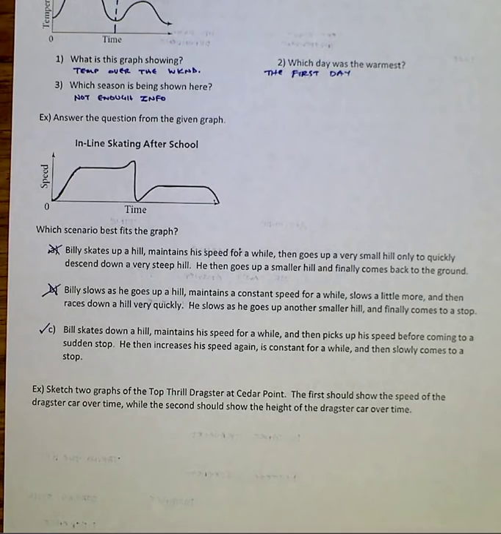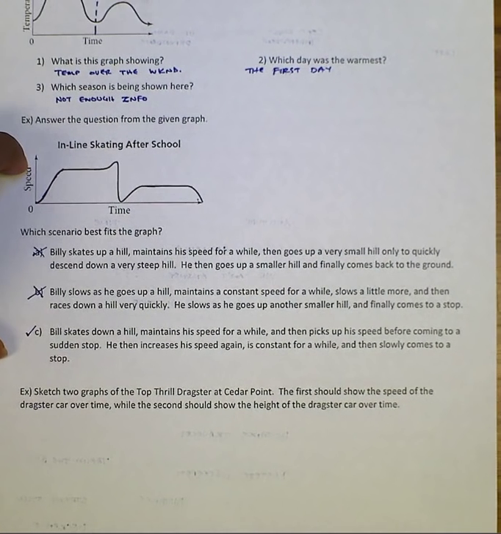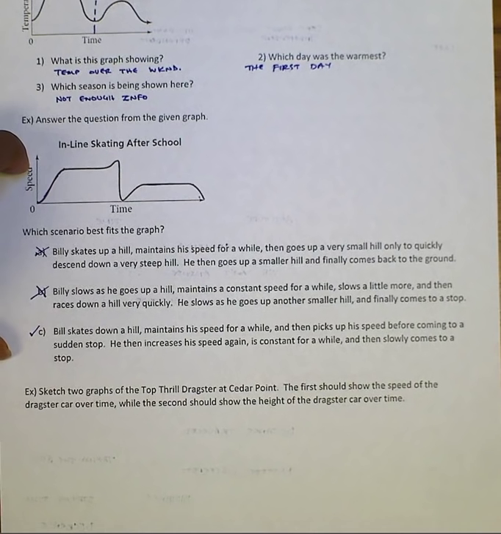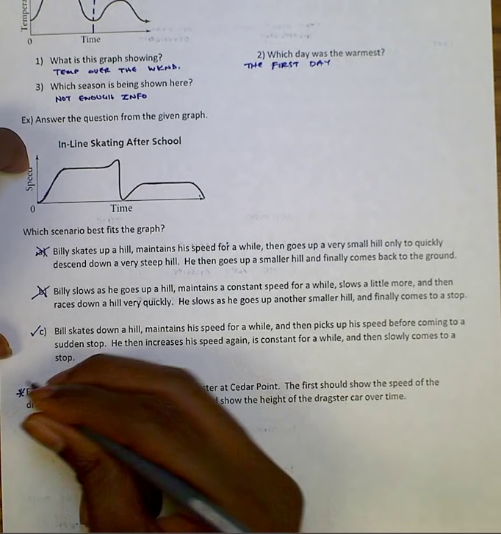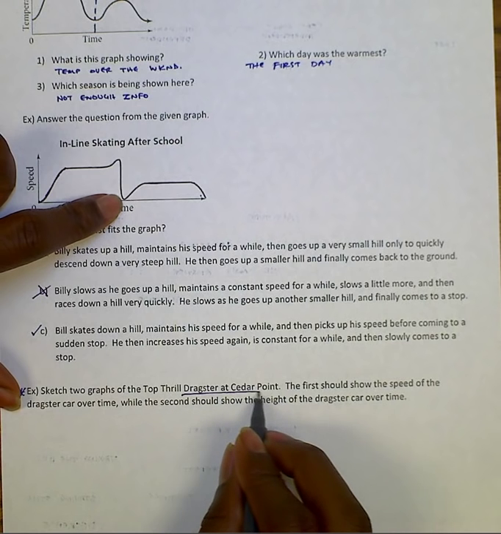All right. Next it says, sketch 2 graphs of the Top Thrill Dragster at Cedar Point. The first should show the speed of the dragster over time, while the second should show the height of the dragster over time. So we just talked about how you can get those confused here, but we want to make sure that you keep them separate in your mind. If you've never ridden the dragster, you can search up a video on YouTube to find out how that goes.